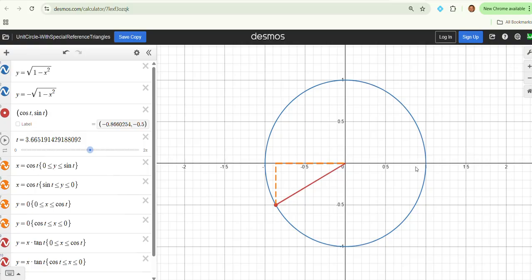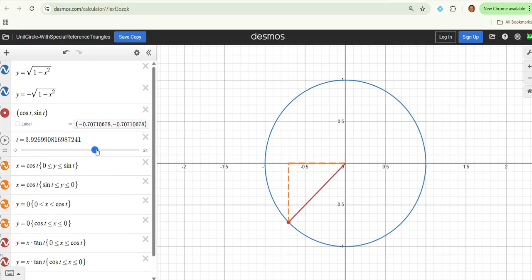This is a 210 degree rotation. You can see it's 30 degrees more than 180, so this reference angle is 30 degrees. So this length is root 3 over 2, and this is 1/2. But since we're in quadrant 3, both the x and the y values are negative. You can notice here that the cosine and sine values are both negative.